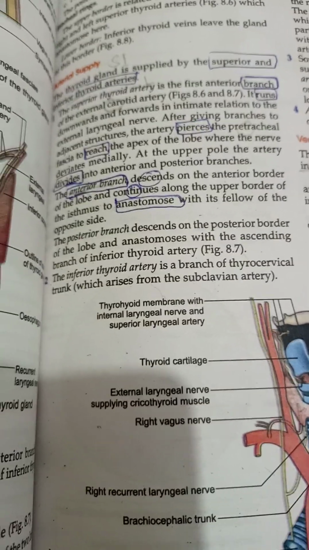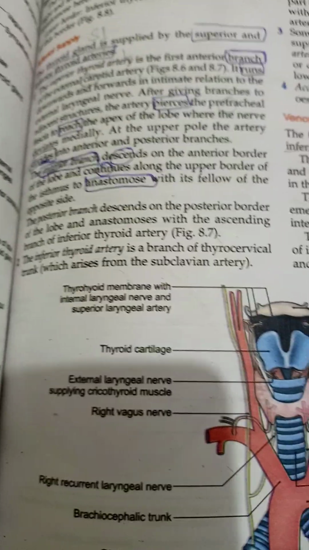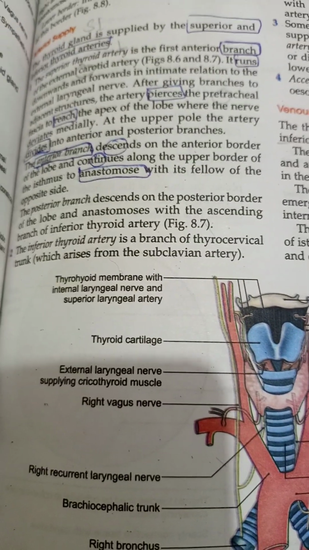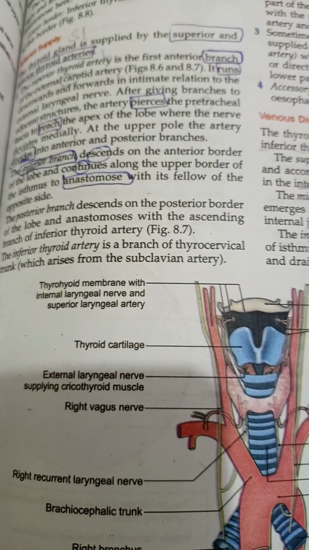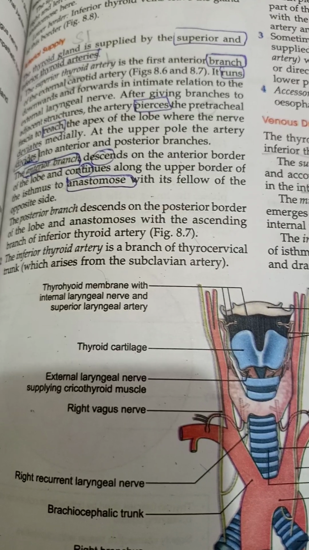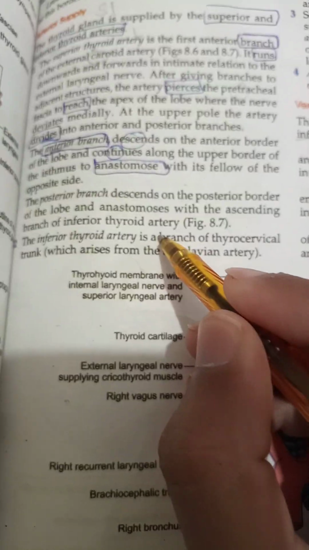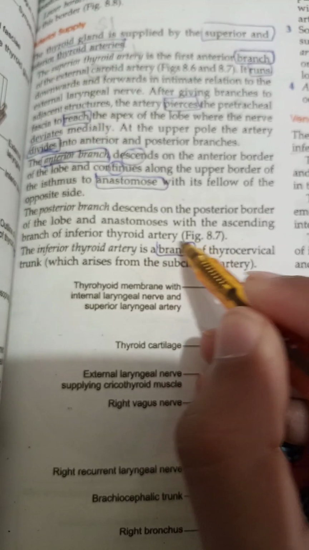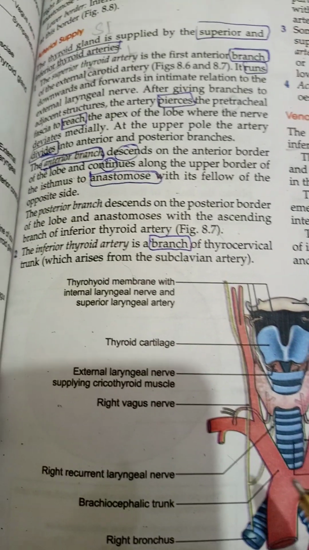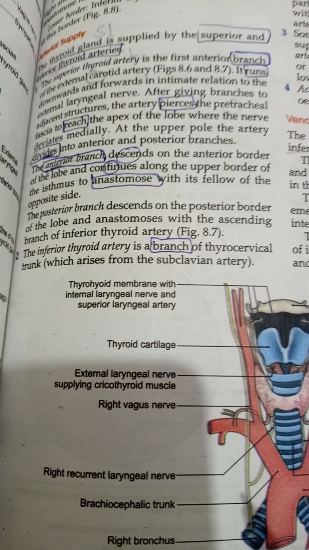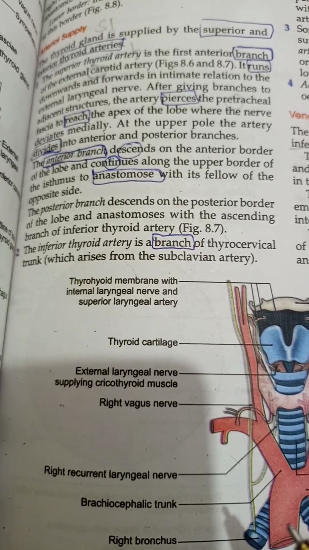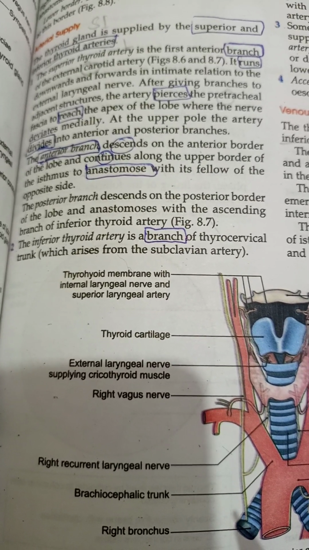And now we are going to study the inferior thyroid artery. The inferior thyroid artery is a branch of the thyrocervical trunk, which arises from the subclavian artery. The superior thyroid artery is a branch of the external carotid artery, and the inferior thyroid artery is a branch of the thyrocervical trunk, which arises from the subclavian artery.